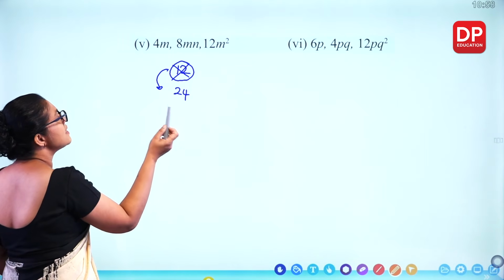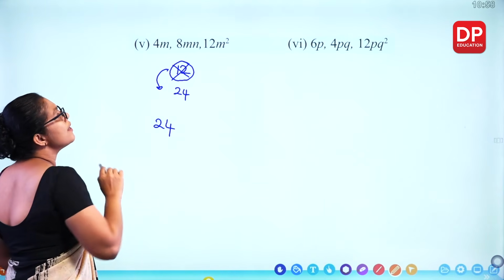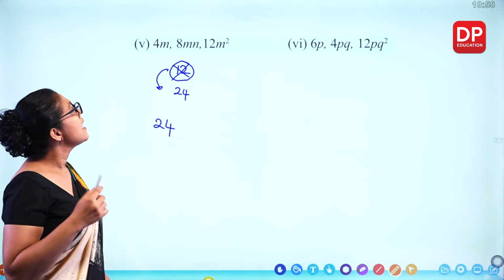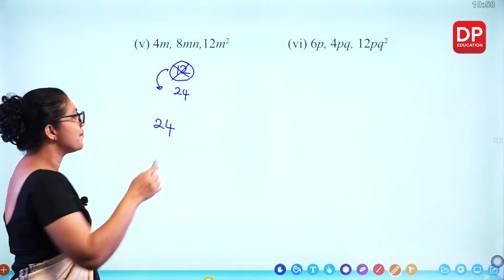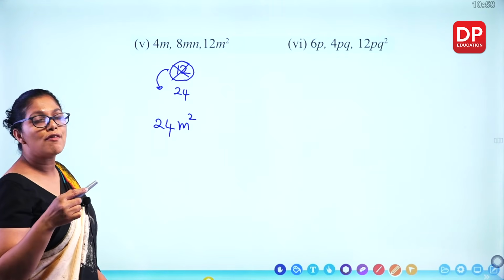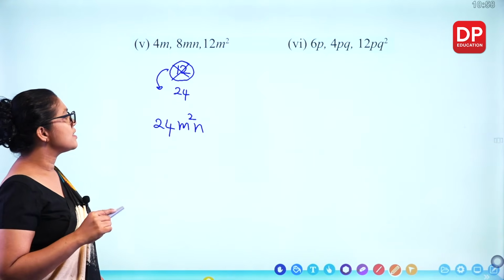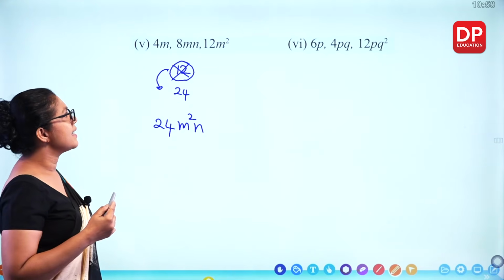So here we'll take that number, and what's the common one for the letters? m, what's the highest power? You get m squared. What's the highest power for n? You get 1 n. So the answer is 24m squared n.